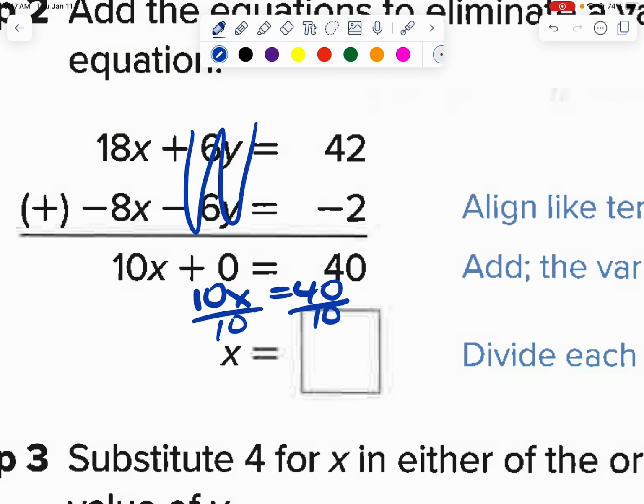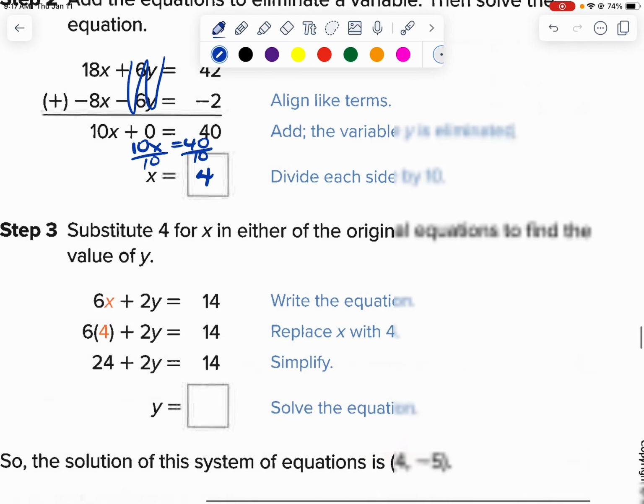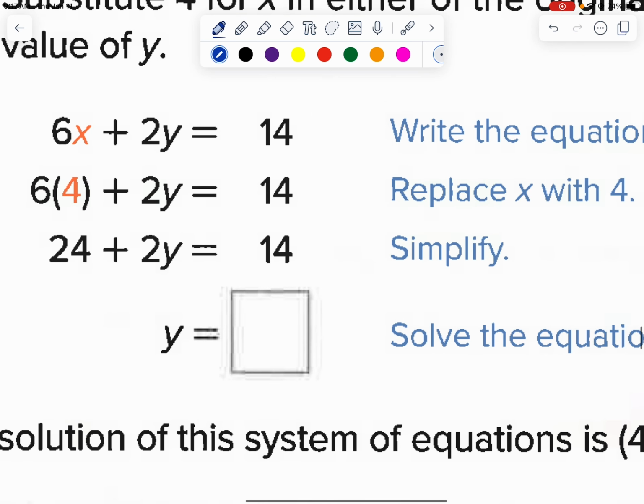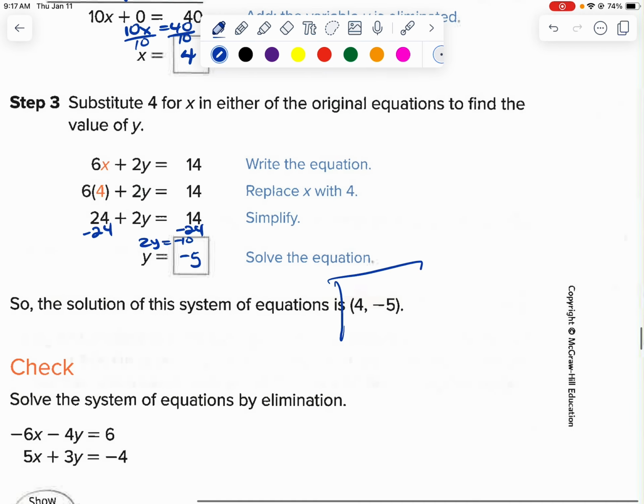Divide by 10, and I would get 4. Okay, plug that back in. 6 times 4 is 24. I subtract 24 from both sides. I get 2y equals -10. So that would get me -5 is my answer. So it's the point 4, -5.